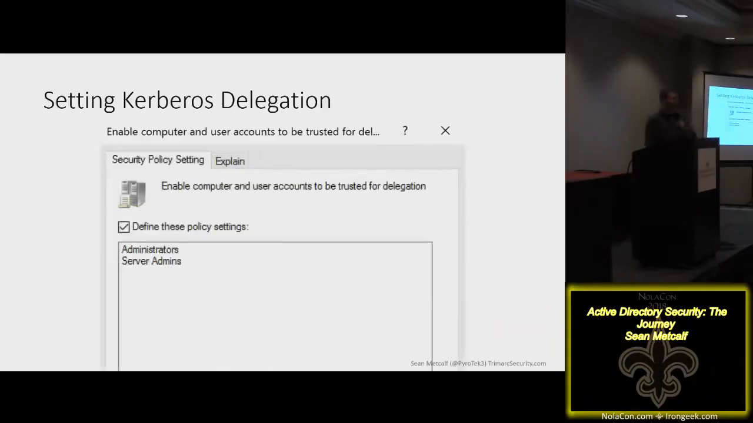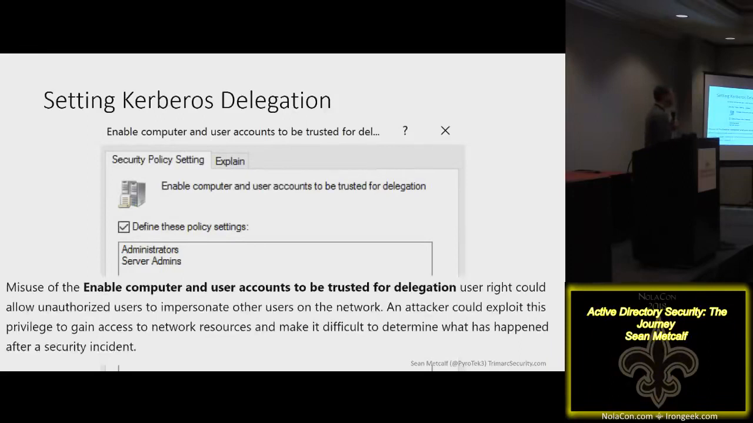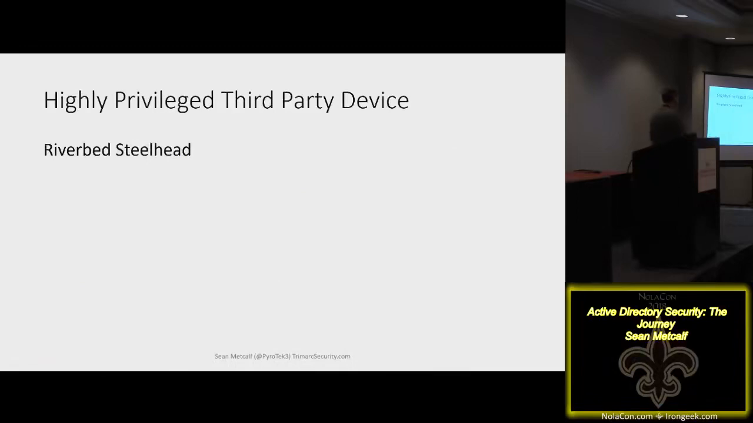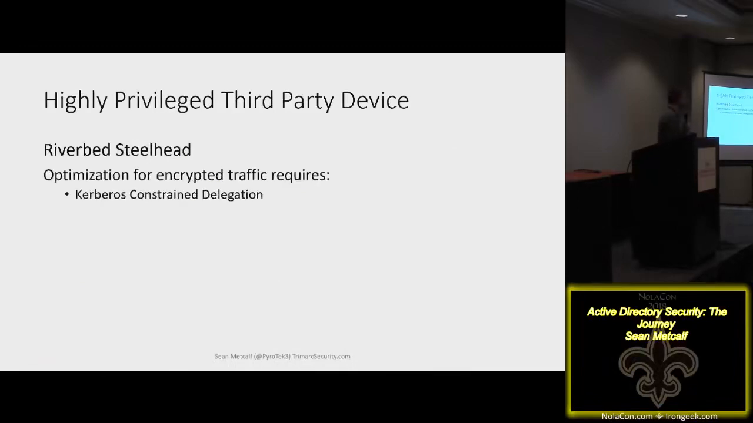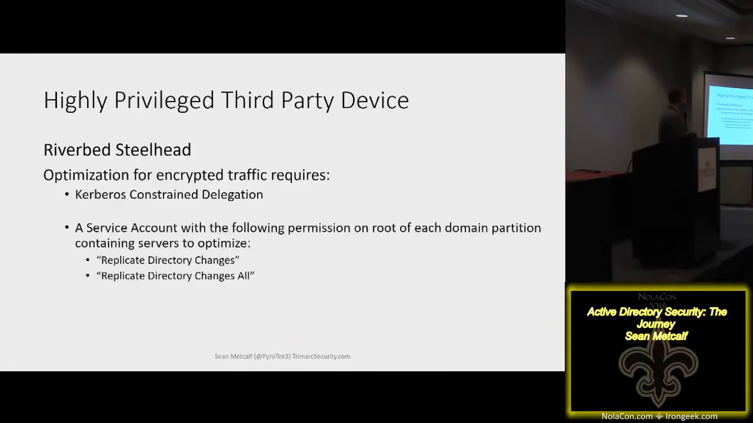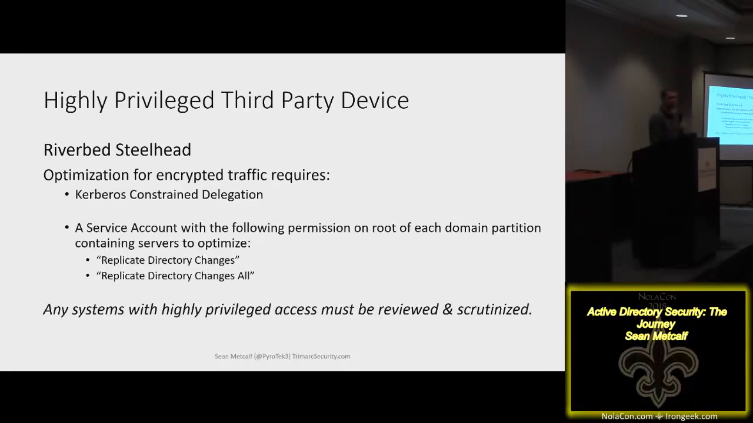Or being able to configure delegation, Kerberos delegation on accounts and set that up. So that way you can define who's allowed to perform delegation. Or something like a Riverbed where you set up optimization for encrypted traffic where originally it was Kerberos constrained delegation. Now they're saying this account needs to be able to pull password hashes. So now you have a third-party appliance that's basically a black box in your environment with an associated service account that someone created probably 5 years ago. Probably a bad password, that has the ability to pull all the password hashes in the environment. So definitely review and scrutinize that.